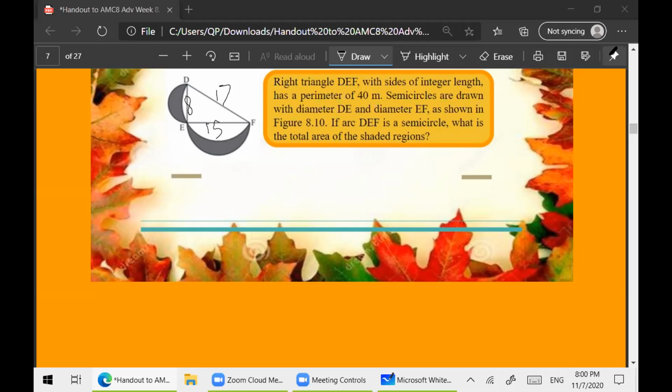Okay, I'll give another hint. So find the area of the triangle and the area of the rectangle. You just froze.